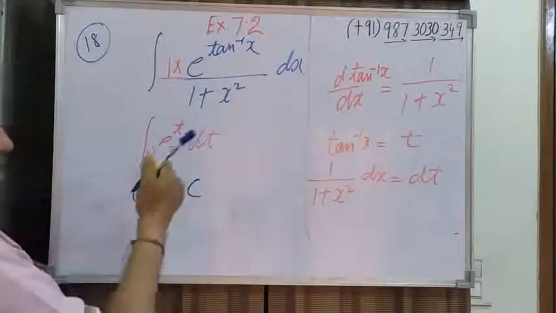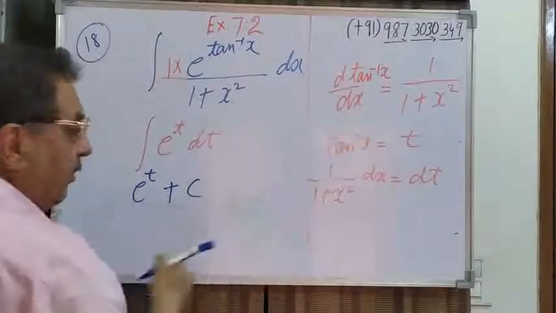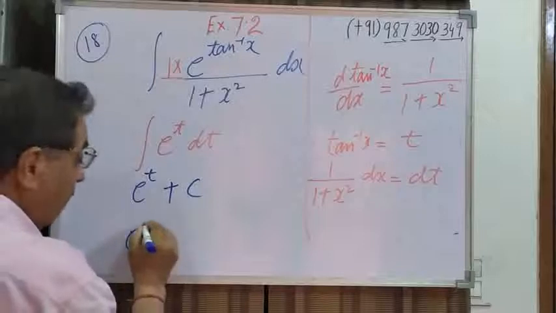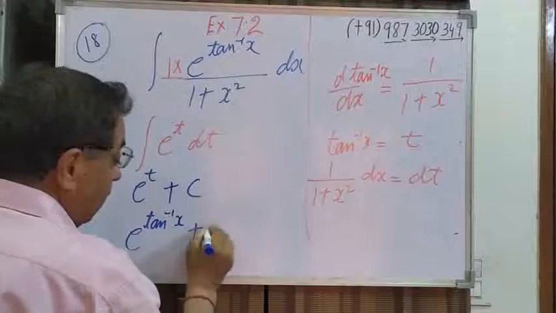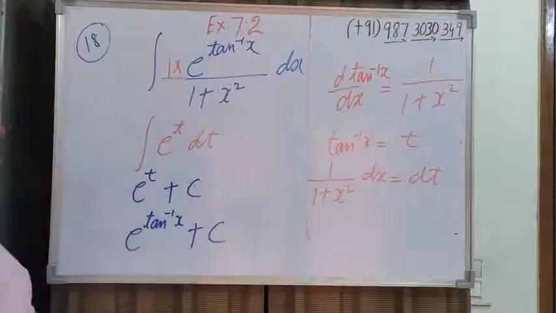So what is the substitution for t? T we have taken as tan inverse x. So the final answer we get is e to power tan inverse x plus c. So this is the answer for the integration.